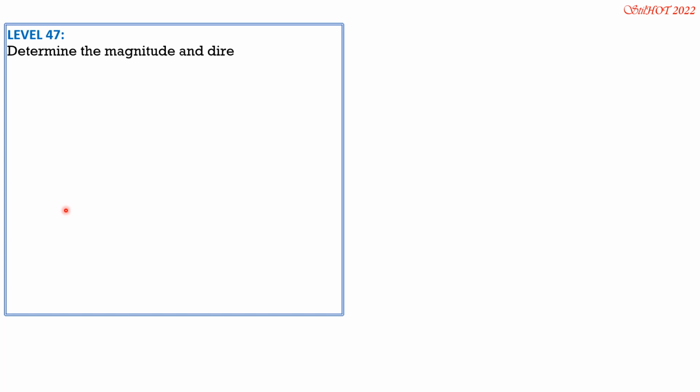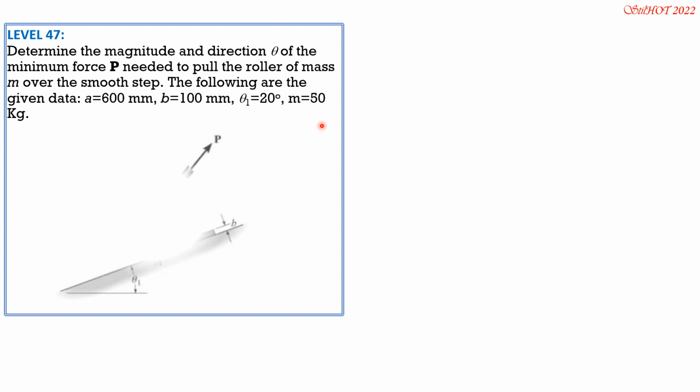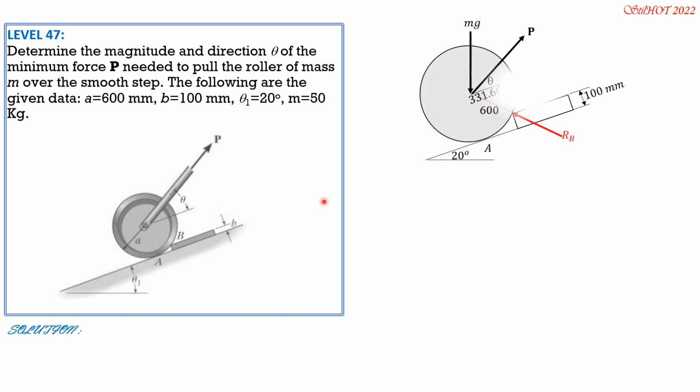Determine the magnitude and direction theta of the minimum force P needed to pull the roller of mass M over the smooth step. The following are the given data. A is 600 mm, B is 100 mm, theta 120 degrees, M is 50 kilograms. Here's the given figure. Then let's enlarge it, showing the data.